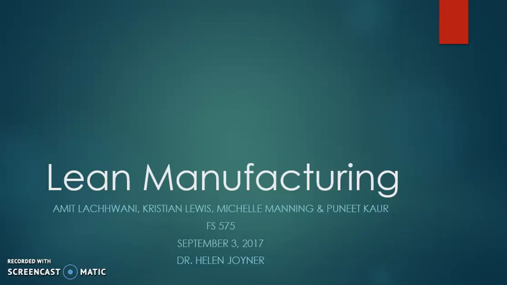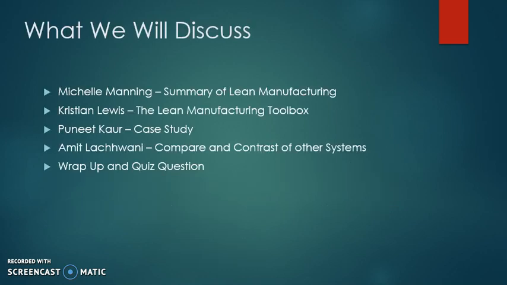I'm going to spend some time talking to you about lean manufacturing and sharing some slides that Amit, Chris, and Paneet helped me develop. First, we'll take a little time and offer a summary of lean manufacturing, talk about the different types of waste and the 5 key principles. Then we'll open up the lean manufacturing toolbox and we'll talk about some of the proven and effective ways of eliminating process waste, like TPM and SMED.